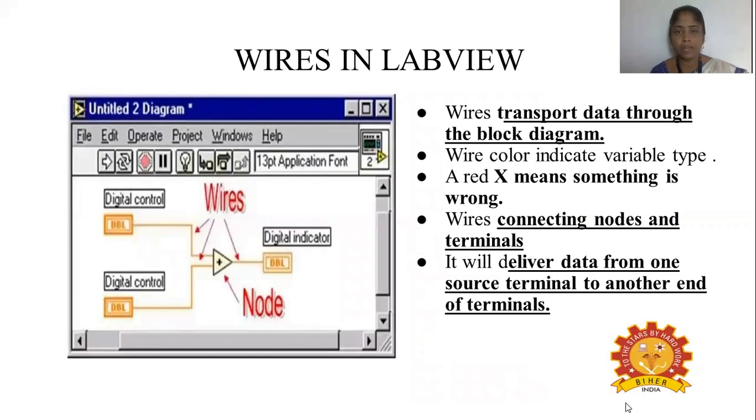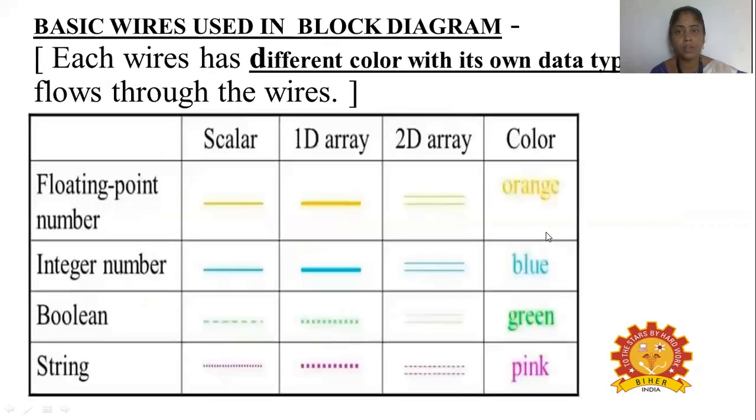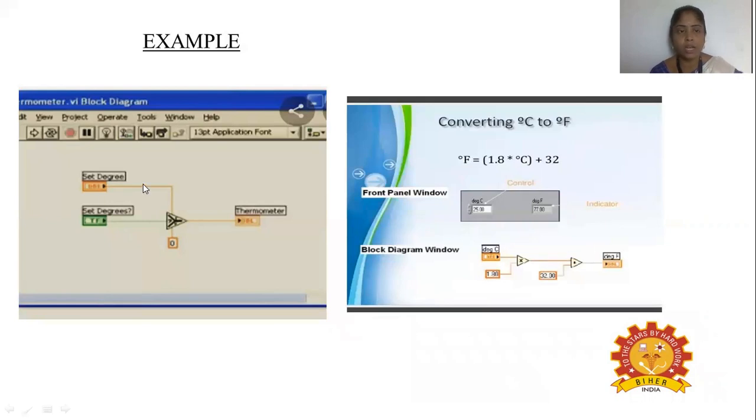Here, these are the various wires being used in LabVIEW for digital controls as well as indicators. They deliver data from one terminal to another terminal. The various wiring systems we use can be indicated in various colors and forms, like net lines. The same can be shown with the example of a thermometer temperature.